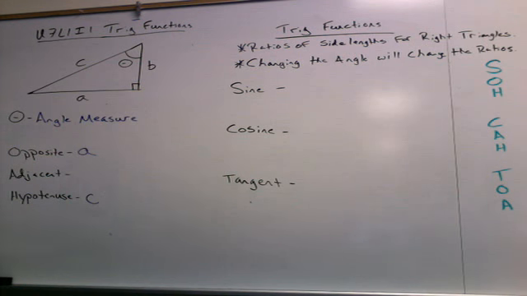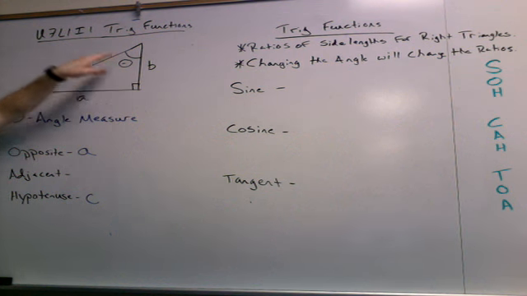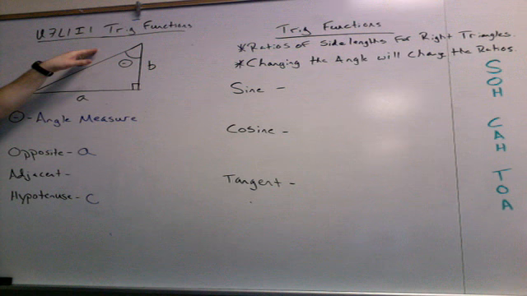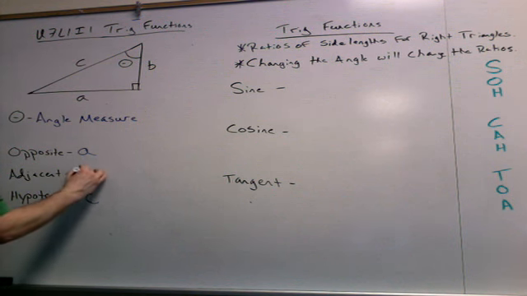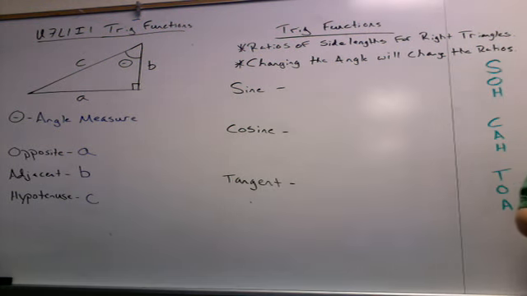And then adjacent is the side next to the angle that's not the hypotenuse. So here's my angle. Which side's next to it? B. C's also next to it, right? But it's the hypotenuse. So my adjacent is B. Any questions about how I name those sides, or how I picked them out as opposite, adjacent, and hypotenuse?